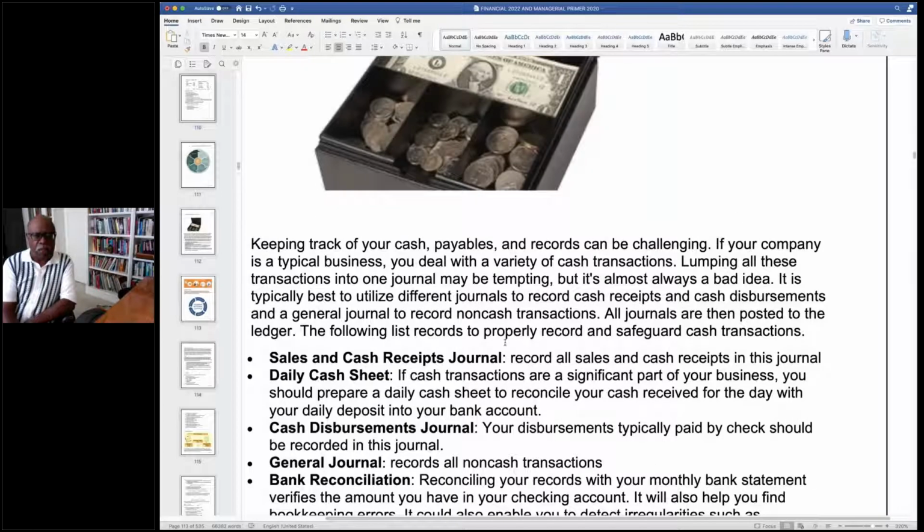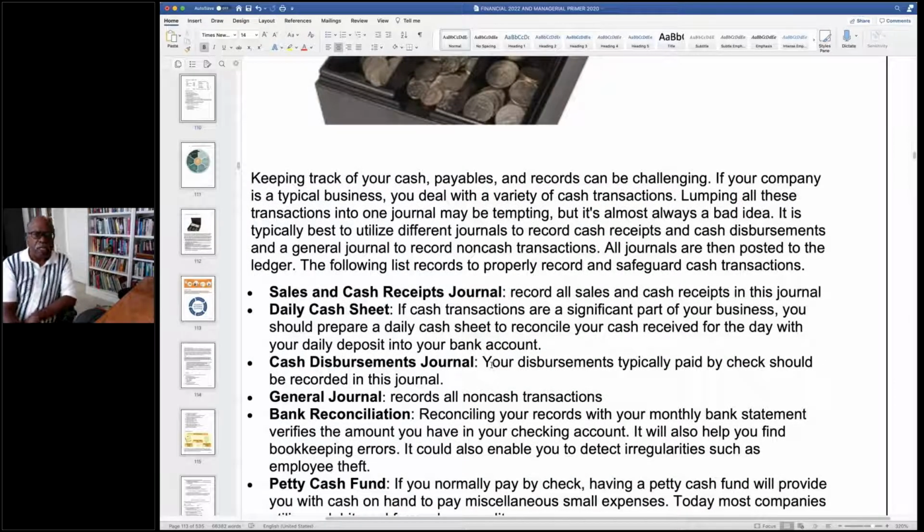First of all, we utilize more than one journal. All sales and cash receipts typically go in the receipts journal. So we have a journal just with cash receipts. We post it at the end of the month. If we're taking in a lot of cash, we're going to have a daily cash sheet. Compare that to the cash register tape and to the deposit that's made to the bank. Then we have a cash disbursements journal. So we put all the disbursements in that journal and we post those to the ledger. And then we have a general journal where we'll pick up all other non-cash transactions.